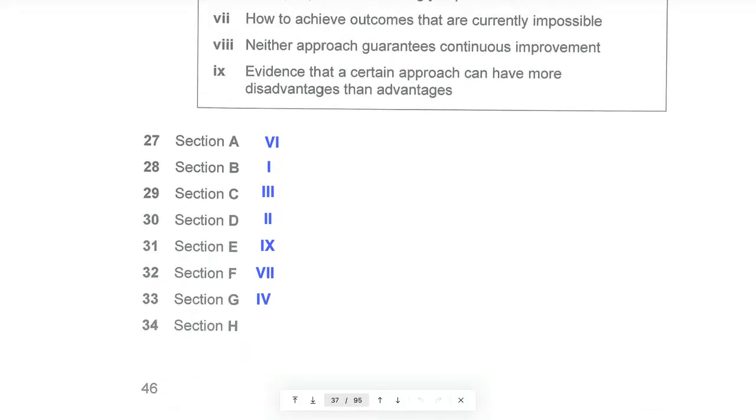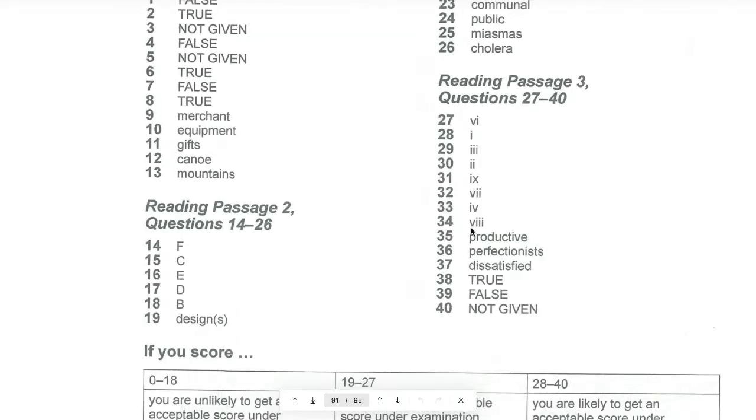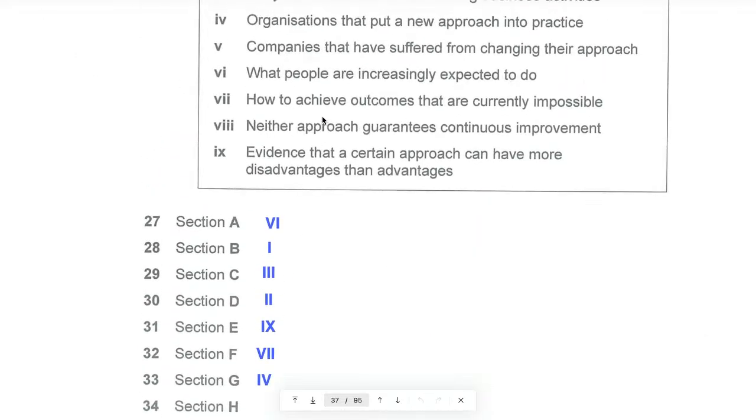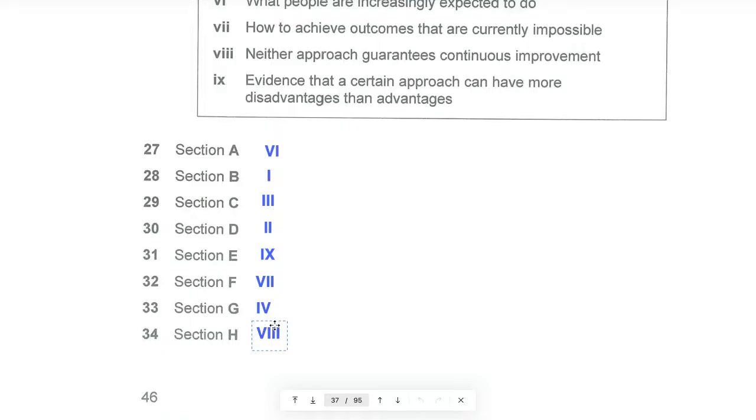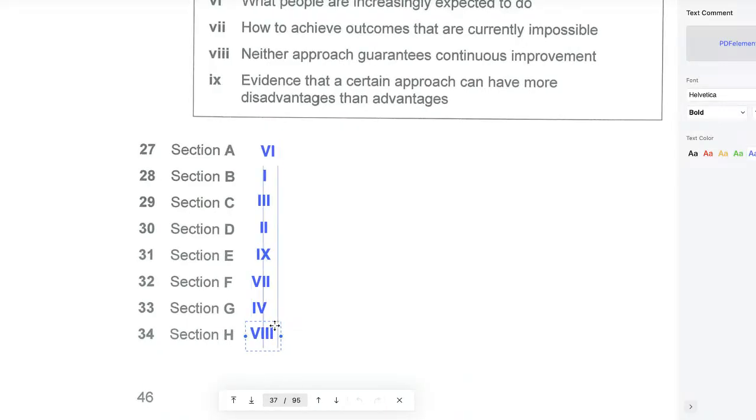H. Number 8. The answer is 8 as well. Yes. H8. Okay. Neither. You can write there. Yeah. 8.